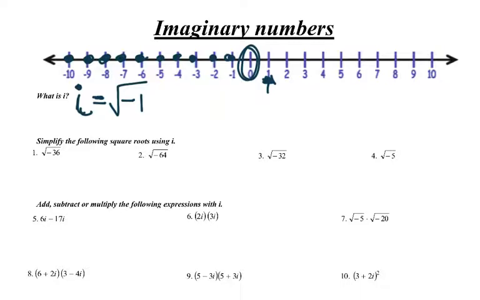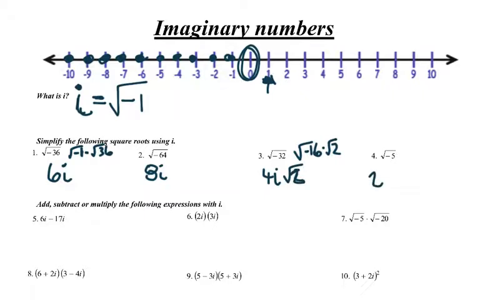So if I have the square root of negative 36, this could be the square root of negative 1 times the square root of 36, or we're going to write this as 6i. Similarly, the square root of negative 64 will be, right, 8i. Good. What about the square root of negative 32? Well, just like simplifying square roots before, it's going to be 4i root 2. Anytime we have the square root of a negative, we get an i. Or like in number 4, we could just take out the i root 5.